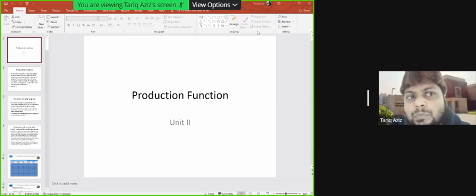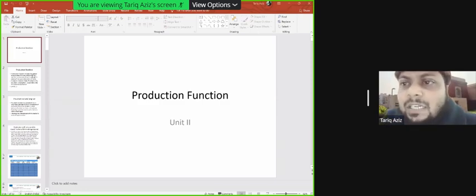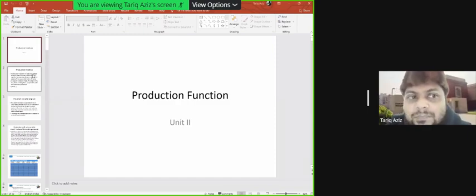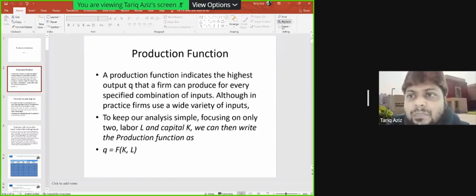So this production function is studied in two ways: in short run and long run. First we will start with the short run production function. The behavior that has been identified by economists in the short run is known as the law of diminishing returns. So let us first understand what is production function. A production function indicates the highest output that a firm can produce for every specified combination of input.